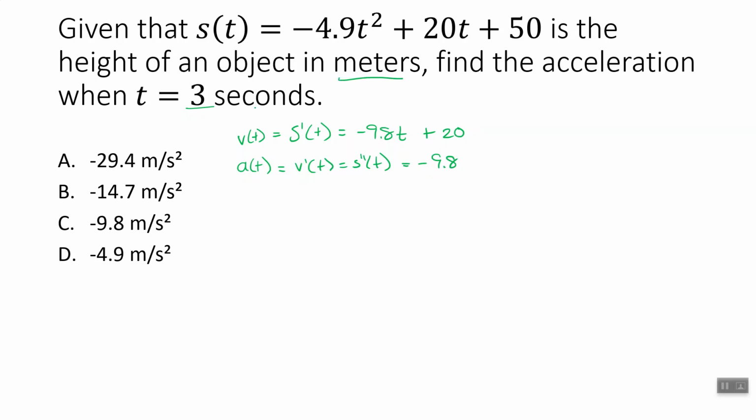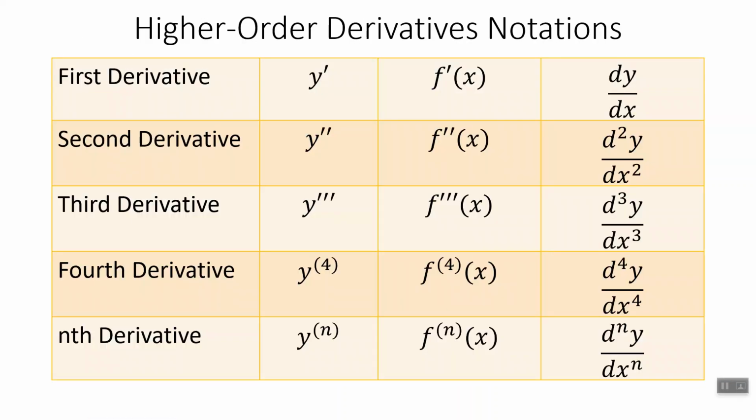We're working in meters and seconds, so this is meters per second squared. We don't have to plug in 3. There's nowhere to plug in 3. It's always negative 9.8. And that happens a lot with falling objects. So there's our answer, negative 9.8.